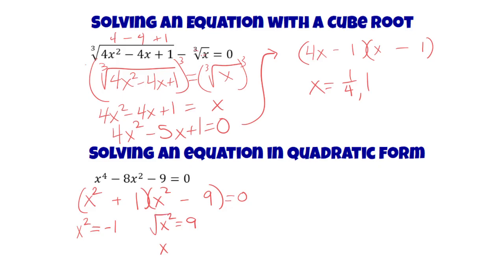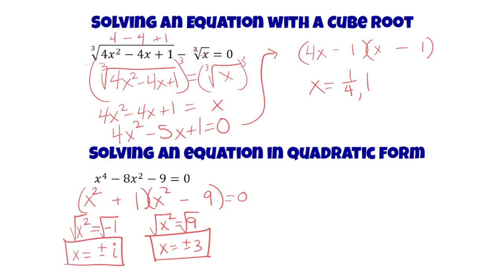Don't forget, when you take the square root, you've got to put your plus or minus on there. There's 2 of my answers. When I square root over here, I have a problem. The square root of a negative is going to be imaginary. That's all right. x is equal to plus or minus i. And those are my other 2 solutions.